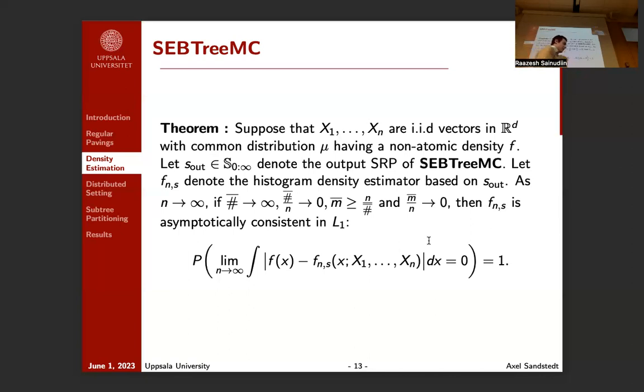The number of leaves should grow sublinearly compared to the sample size. The count limit should also grow sublinearly with regards to sample size. And we also want the count limit to go to infinity. And we always need a certain amount of leaves in our tree.